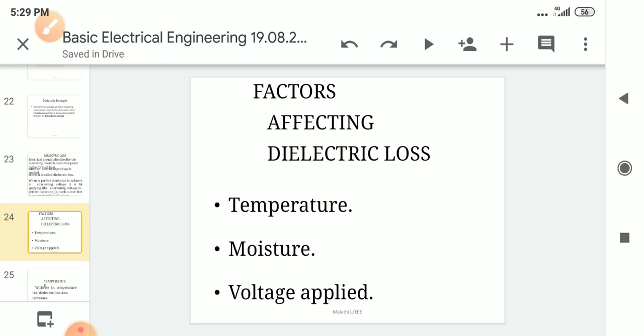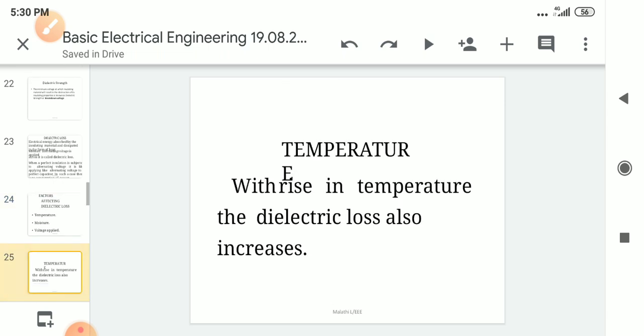The insulating material should have high insulation resistance in order to limit the leakage current to a safe value. The following are the factors that affect the insulation resistance of a material. What are these? Temperature, moisture, voltage, aging. Temperature: insulation resistance is very much affected by temperature. With rise in temperature, the dielectric loss also increases, and at the same time the insulation resistance decreases. Due to temperature, the losses will be high.